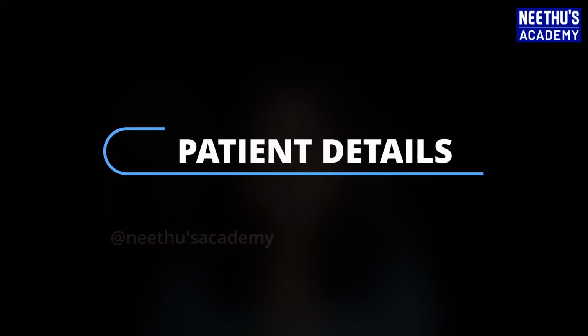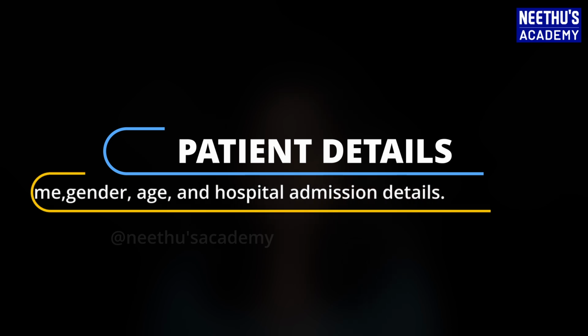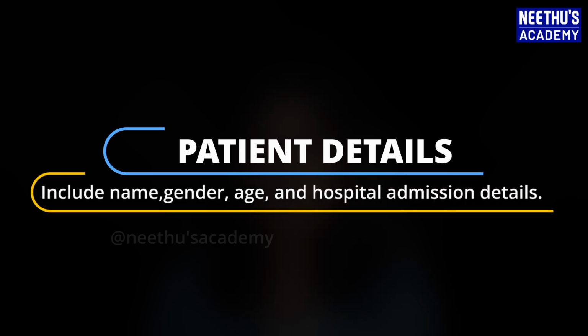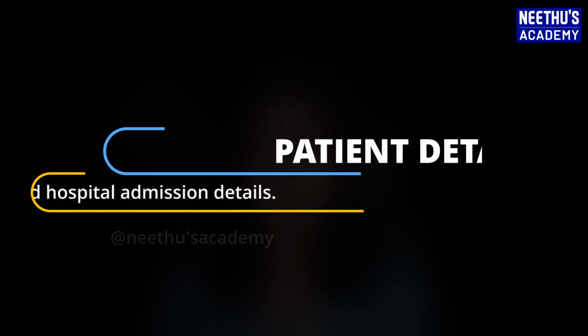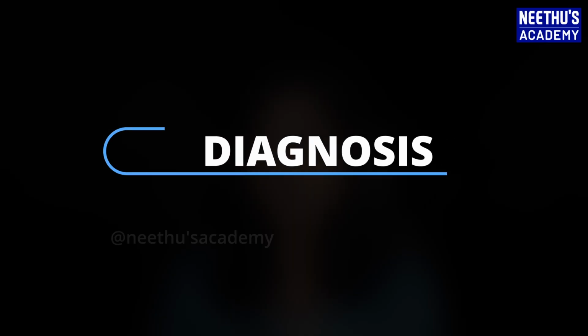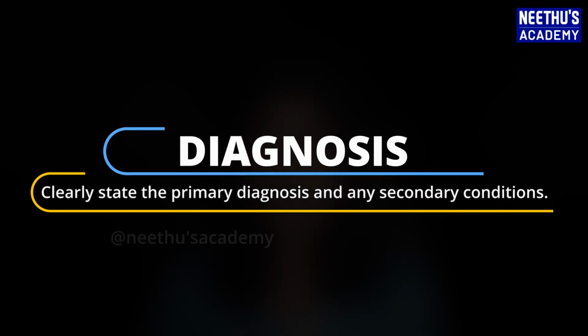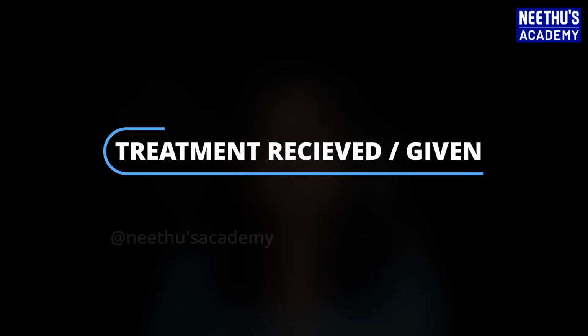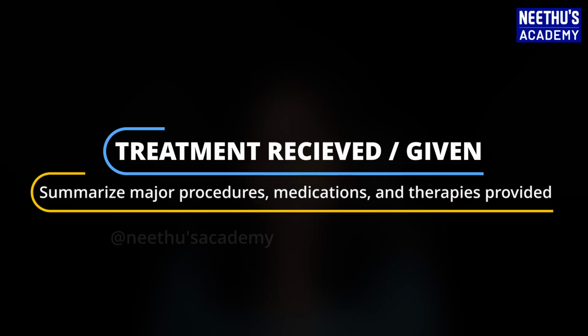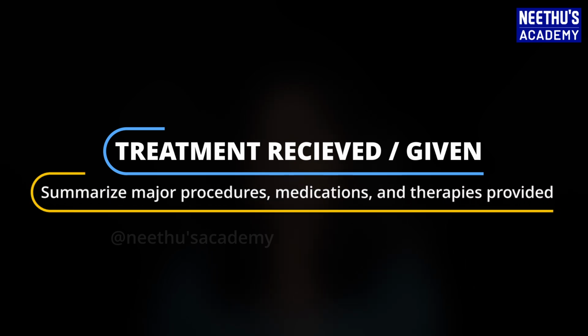The first one is the patient details. In this, you need to write the full name of the patient, gender, age, and the admission details. The second one is the diagnosis or the admission summary. Here, you need to mention the primary diagnosis and any other secondary conditions. The third one is the treatment received or the treatment given. Here, you need to summarize the treatments, medications, procedures, and therapies provided to the patient.